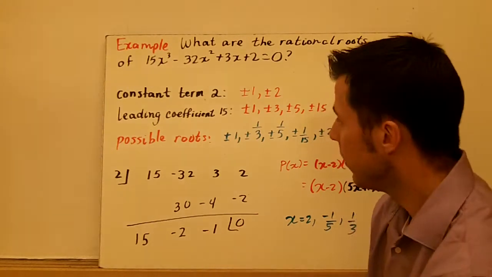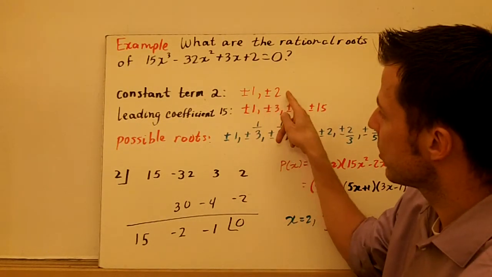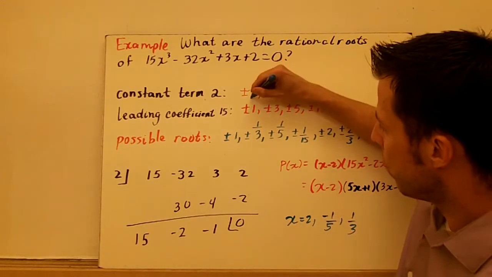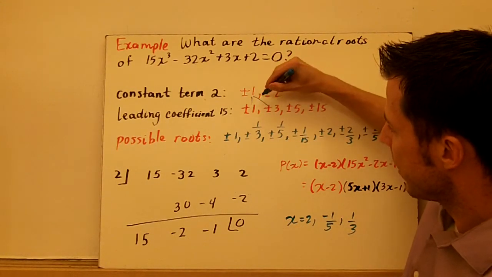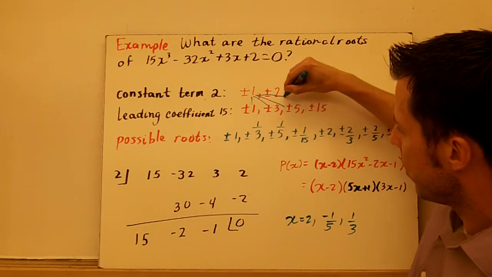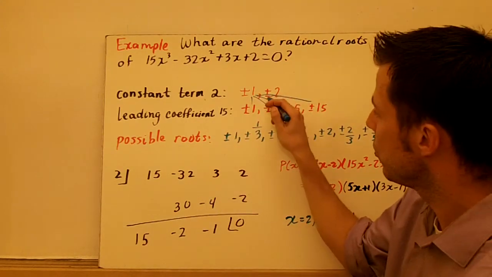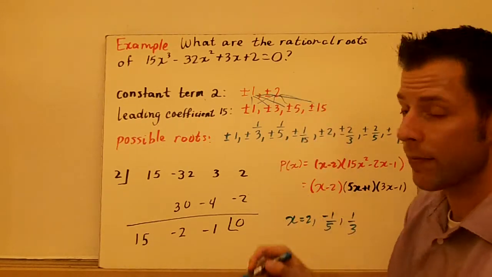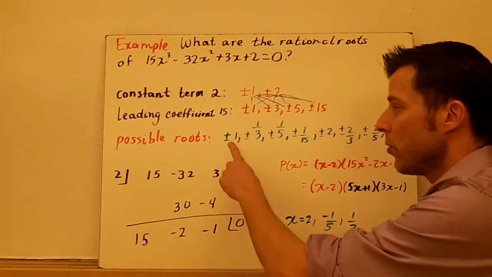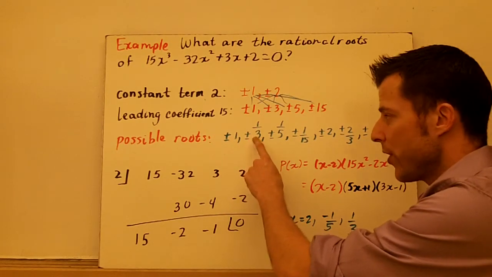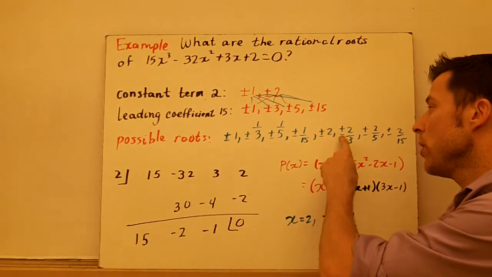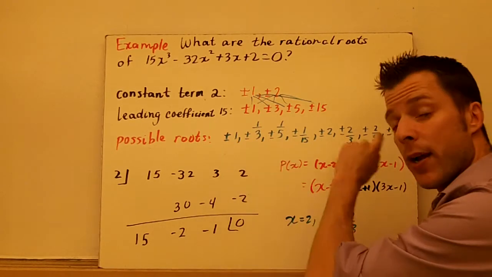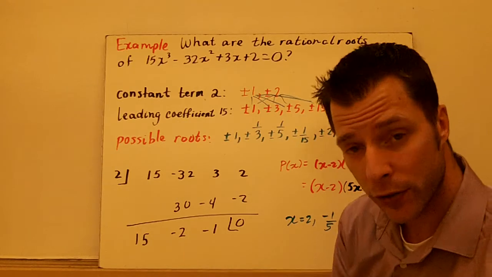So now each of the constant term factors has to be divided into all of those. The idea here is 1 divided by 1, 1 divided by 3, 1 divided by 5, 1 divided by 15. 2 divided by 1, 2 divided by 3, 2 divided by 5, 2 divided by 15. And you see all those here: 1, 1/3, 1/5, 1/15, 2, 2/3, 2/5, 2/15. And all of them are plus or minus.